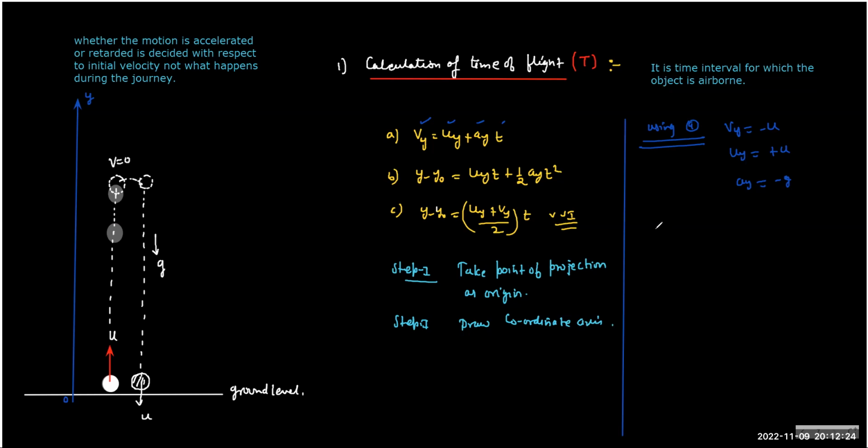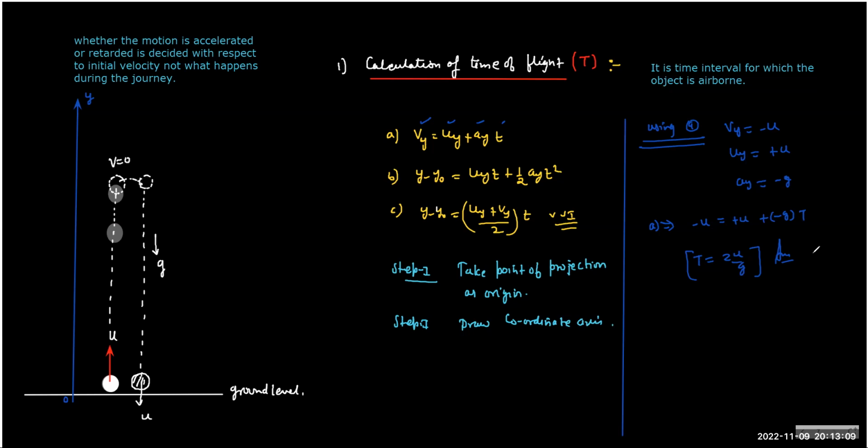So what does A imply? What should we add here? Minus U equals plus U plus minus G into capital T. Yes or no? Yes, sir. So can you rearrange to get T? How much are you getting T? 2U by G. That's simple. This is the answer. This is the time of flight. It is 2U by G. Is it really difficult? No.